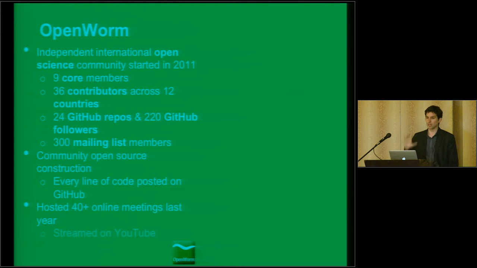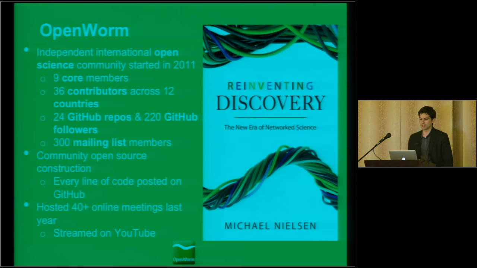Okay? So this version of open science is talked about in the book Reinventing Discovery by Michael Nielsen. Okay? It's a good place to get a handle on what open science is, and we kind of use it a little bit as a guide for how we do what we do. Here's a list of our core team and our contributors that have been amassing over time.